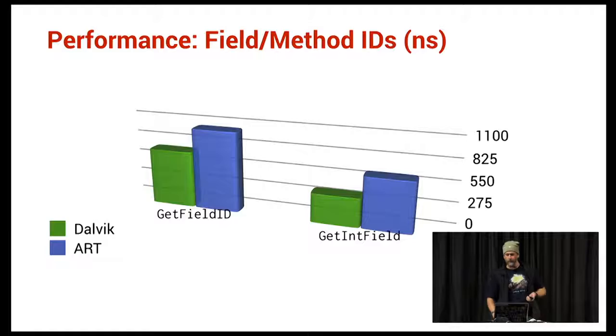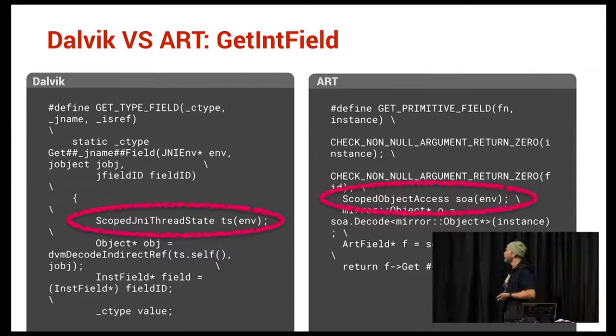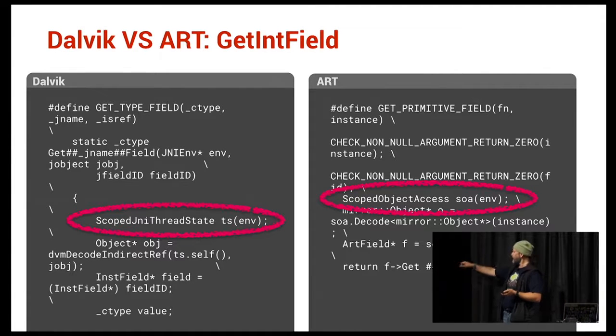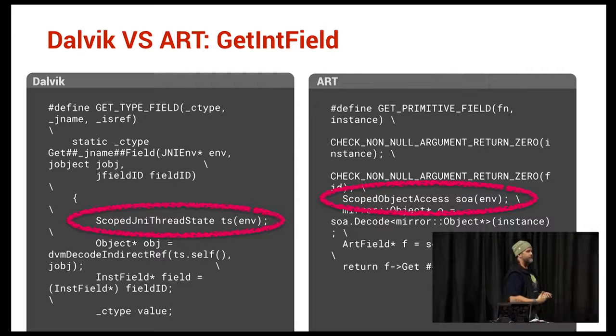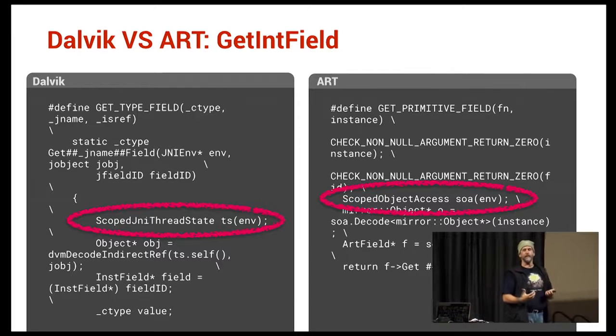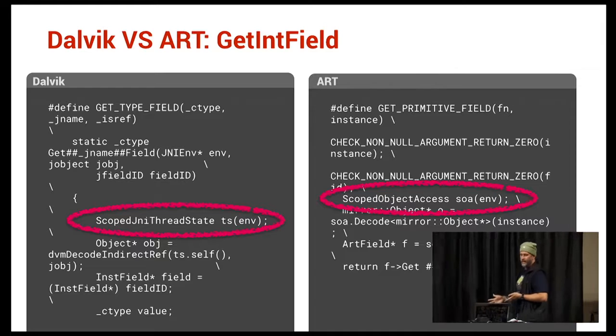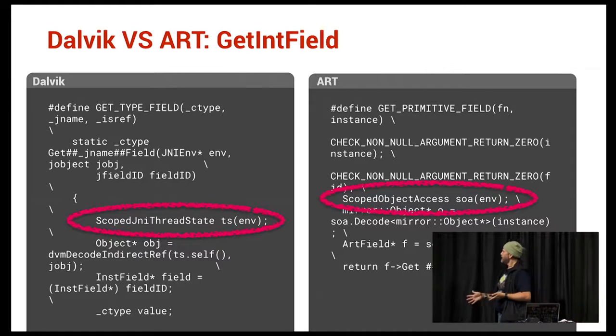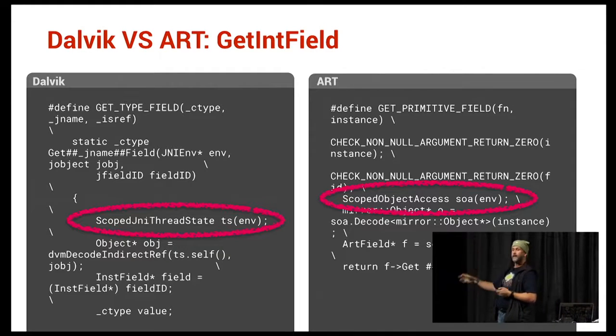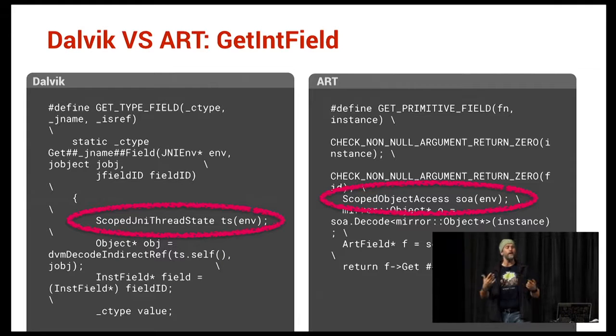So let's look at the code and try to figure out why this is faster, or slower, I should say. And the really key thing is this thing here, this scoped JNI thread state and scoped object access. This is why JNI actually does not run at lightning warp speed. And that's because every single thread in Android can be in one of two states. It can be in running state.